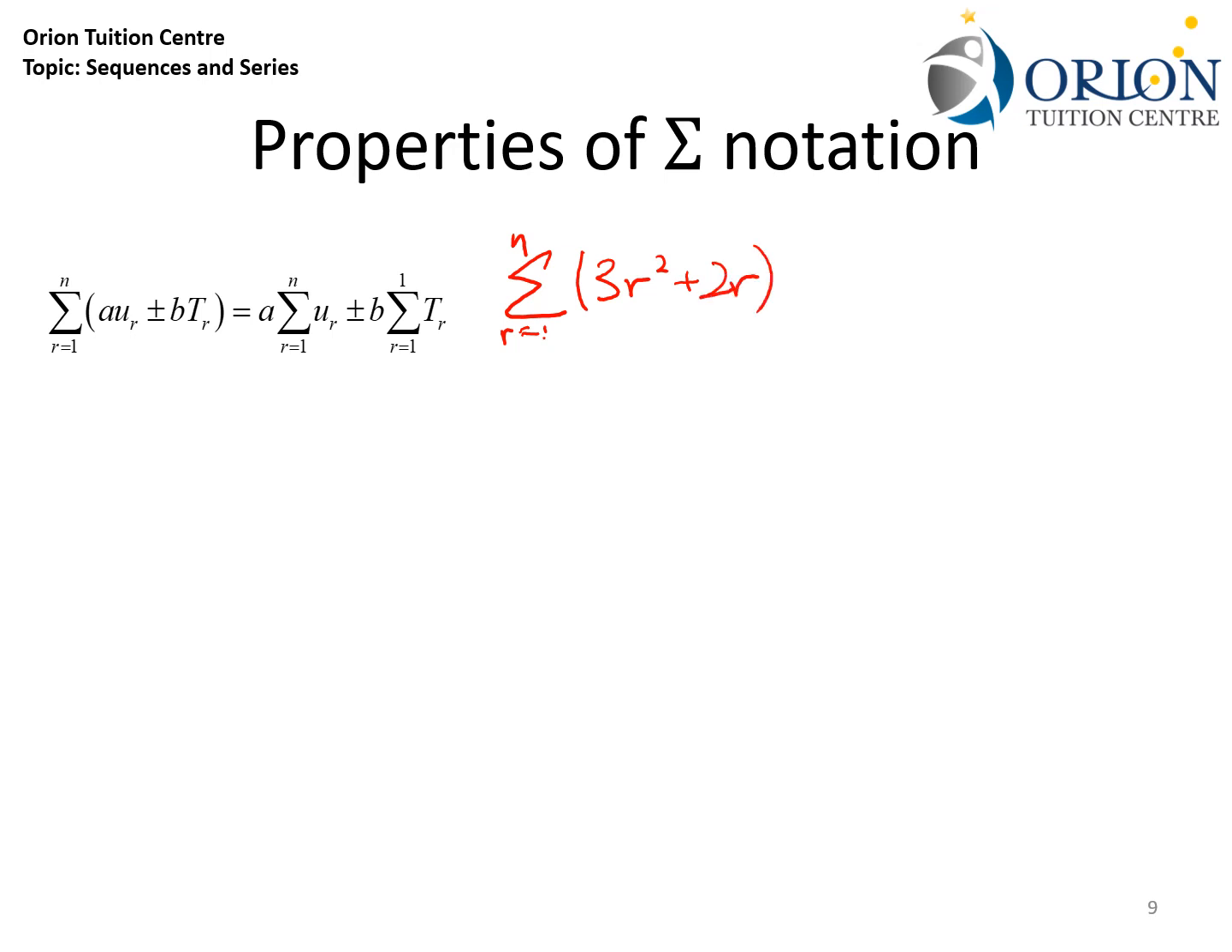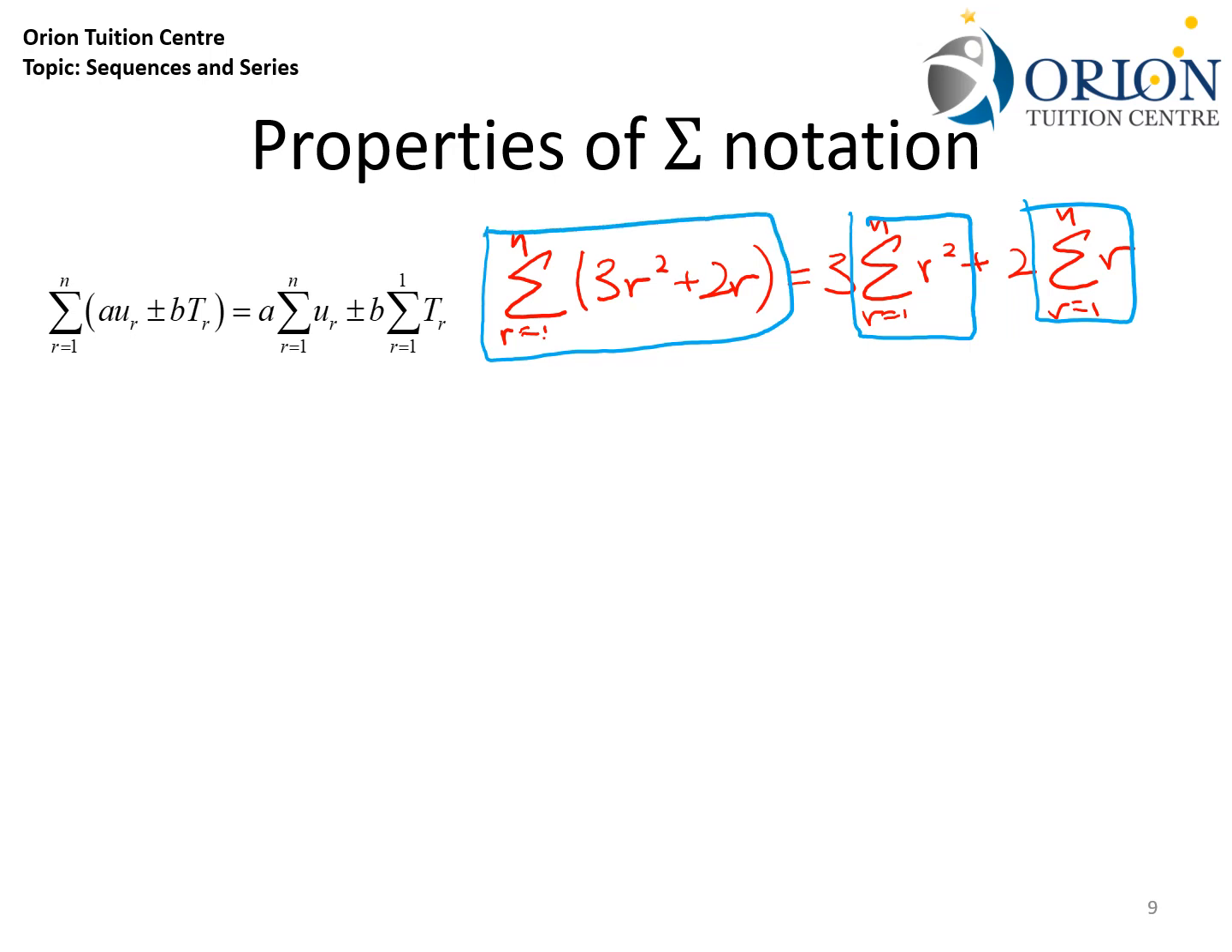But if we can split them up into 3 summation of r squared plus 2 summation of r, there will be formulas for us to evaluate each of these two terms separately, and thus we have evaluated the entire summation by breaking it up into smaller terms. Next, the r value of the summation doesn't have to start from 1, and thus the number of terms to be summed sometimes becomes not so obvious.